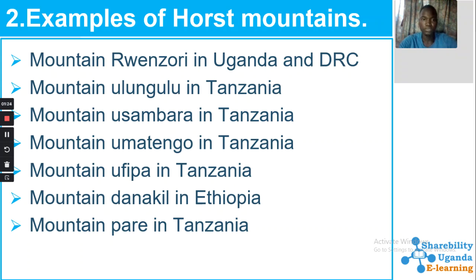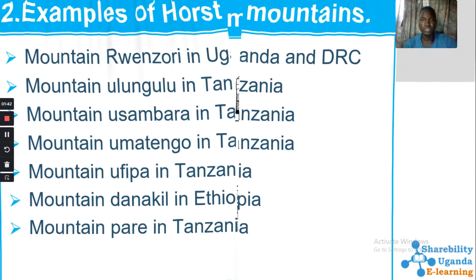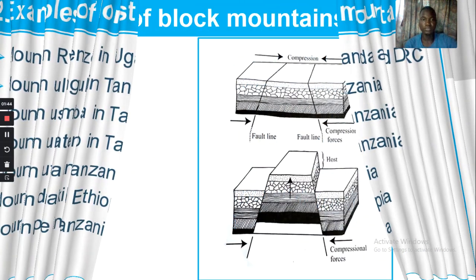Alright. Mountain Hurungul in Tanzania. Mountain Usambara in Tanzania. Mountain Humatengo in Tanzania. Look at Mountain Ufipa in Tanzania. Mountain Dankail in Ethiopia. Mountain Pari in Tanzania. So those are some of the examples of horst mountains we have in East Africa.